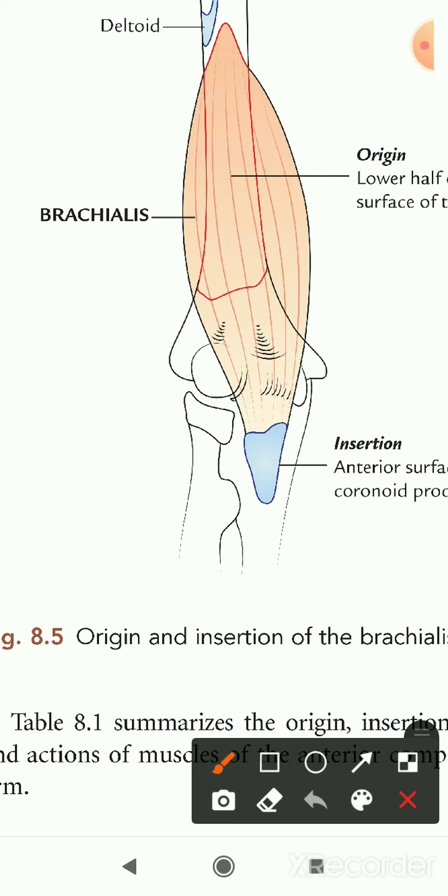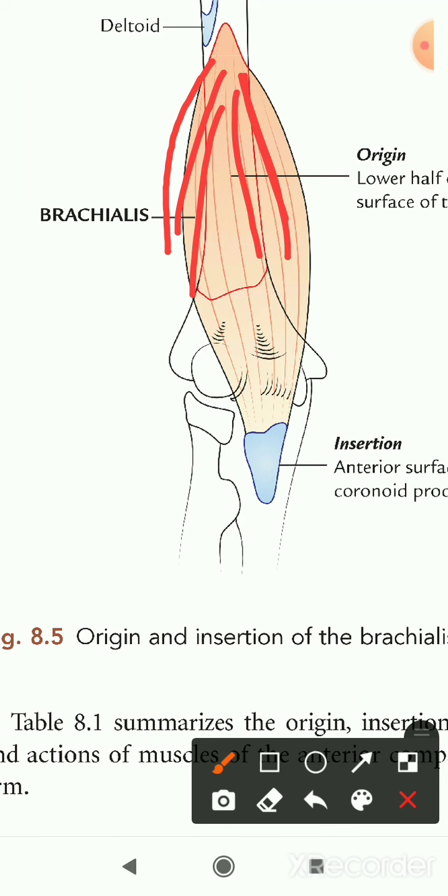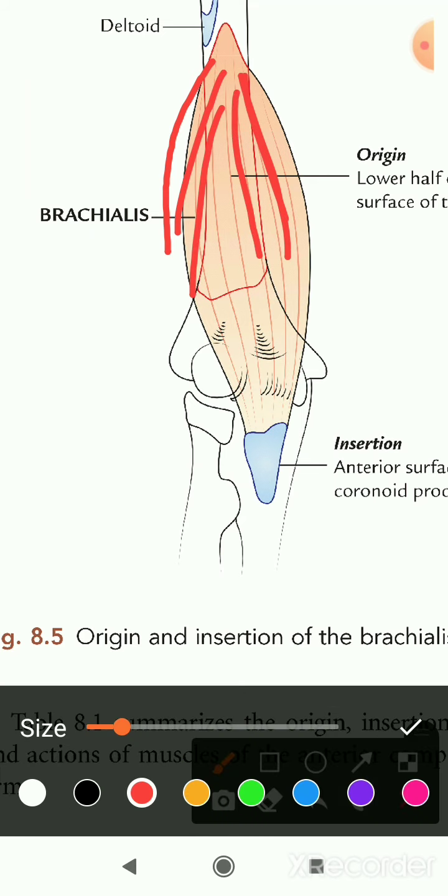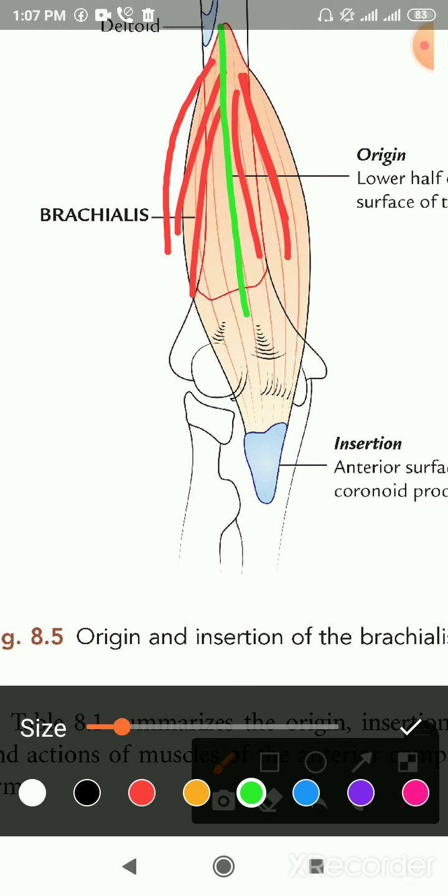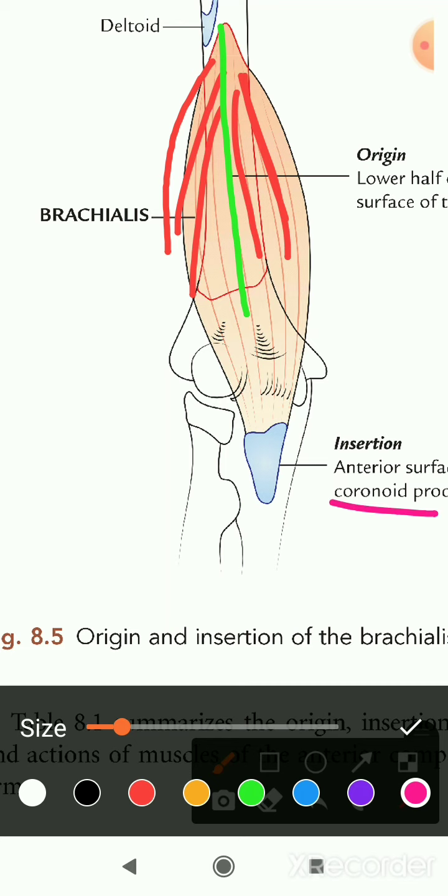So this is the brachialis. It is originating from the lower half of the humerus, including the anteromedial and anterolateral surface, and including the anterior border also. Then it is inserted on the ulna, on the coronoid process of the ulna, the anterior surface of the coronoid process of the ulna.